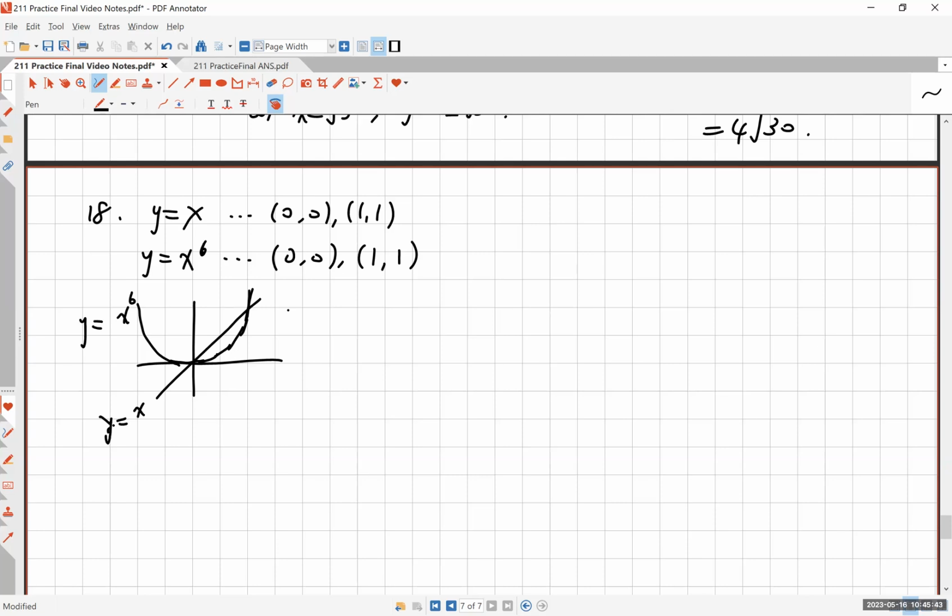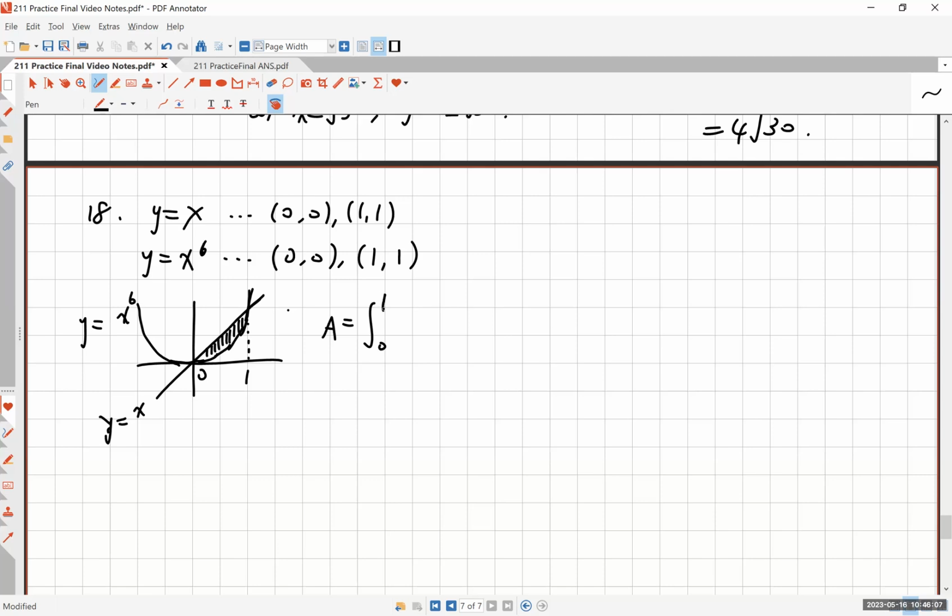So the first sentence of number 18 just says the graphs of these two functions intersect when x is 1 and 0. And find the area bounded by these two functions. Basically, you needed to graph this just so you can observe that x is greater than x to the 6th power between 0 and 1.